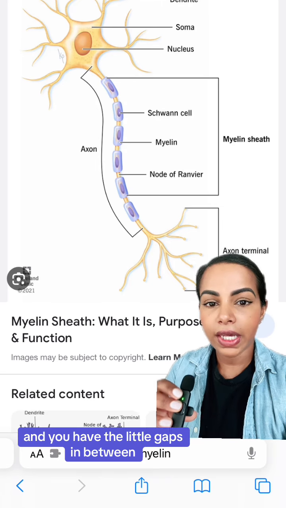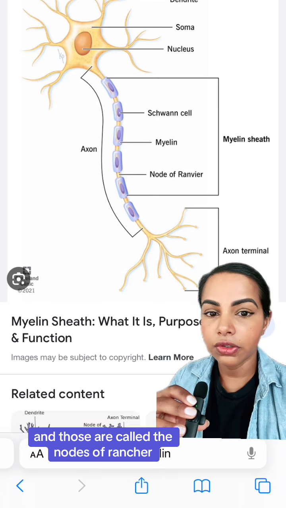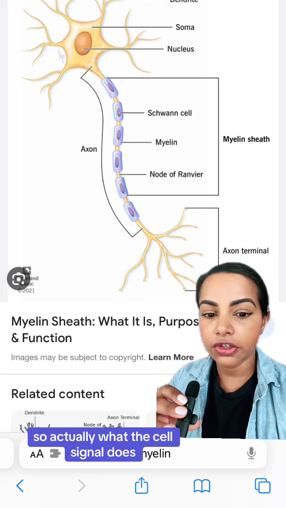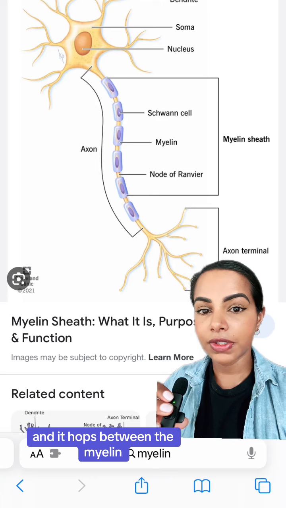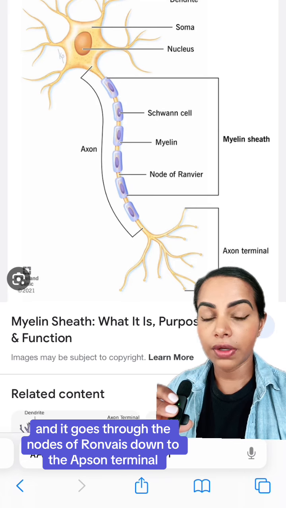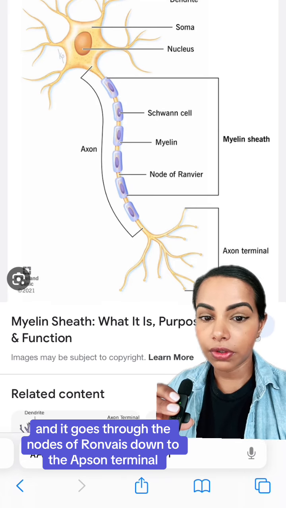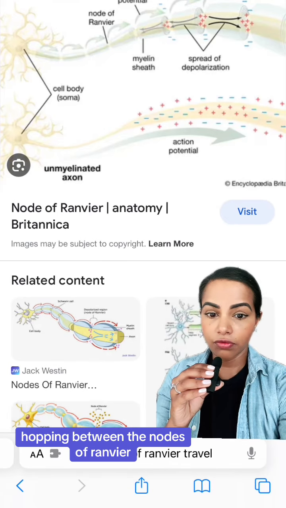And you have the little gaps in between, the little orange where it's poking out in between the myelin. Those are called the nodes of Ranvier. So actually, what the cell signal does, it gets to the cell body and it hops between the myelin and goes through the nodes of Ranvier down to the axon terminal. It's really cool. Here's a visual of the action potential hopping between the nodes of Ranvier.